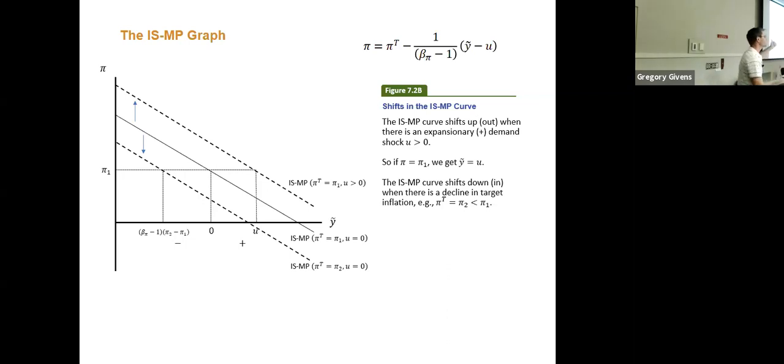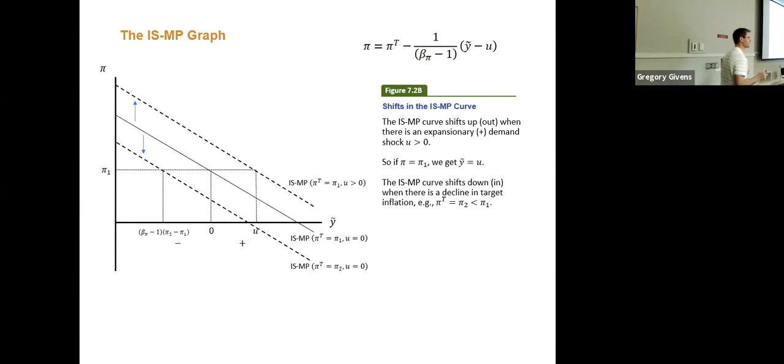Okay, so changes in inflation expectations and supply shocks cause the new Keynesian Phillips curve to shift around. Changes in the demand shock and target inflation cause the ISMP curve to shift around. Anytime one of those events happens in our economy, that's going to cause a disturbance in the equilibrium business cycle.